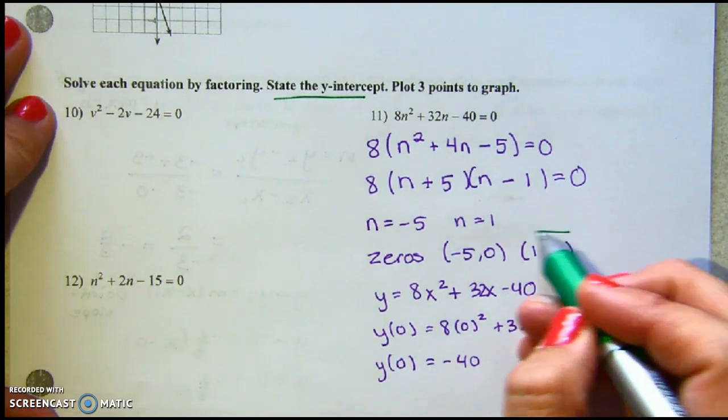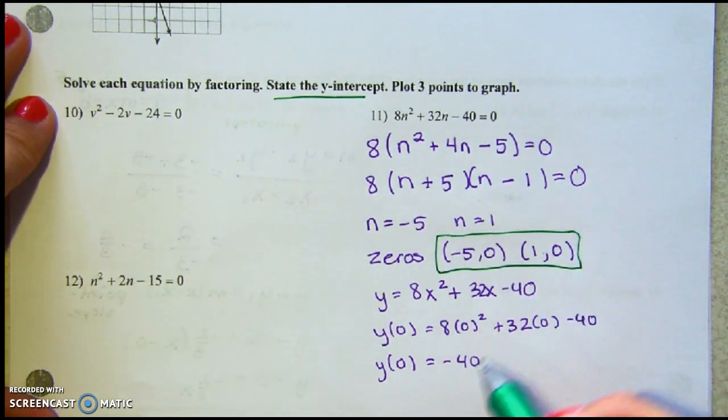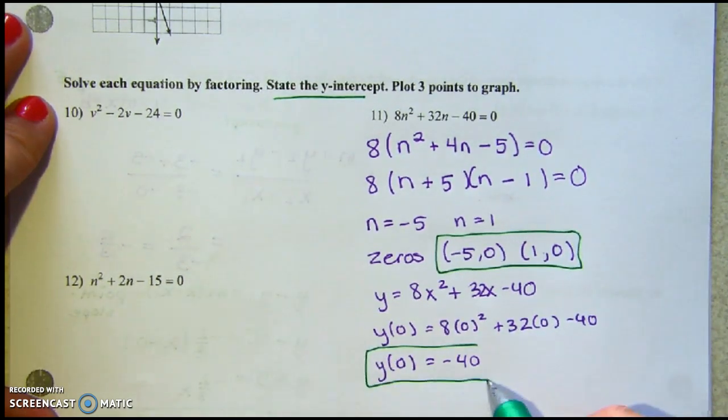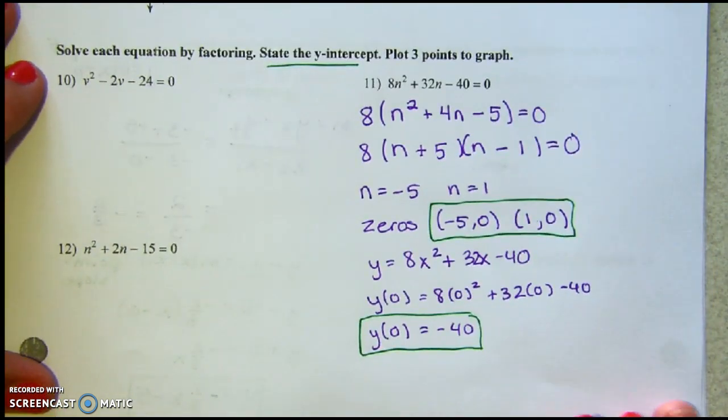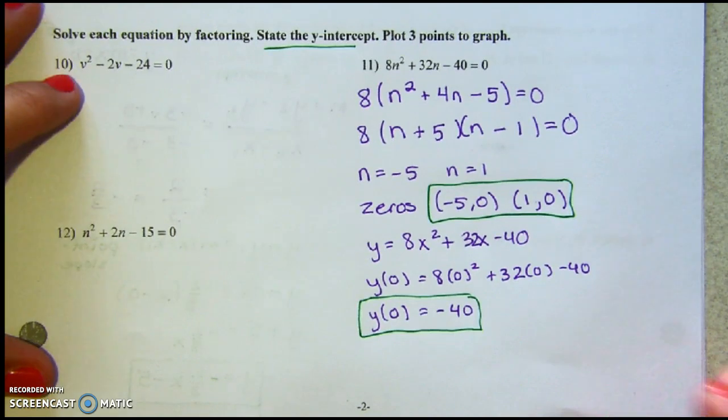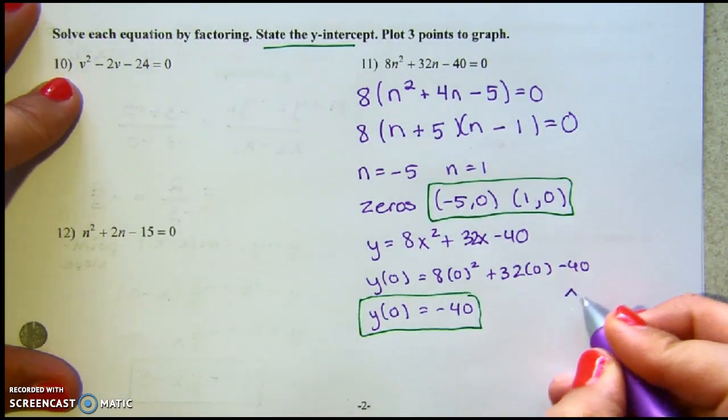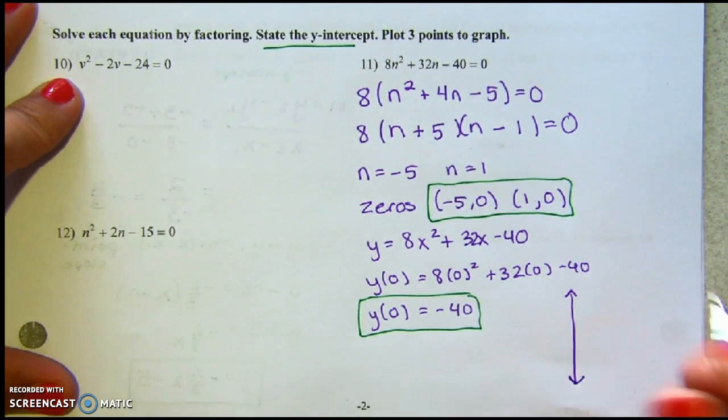Ready? Solve by factoring. These are the solutions. And then this is the y-intercept, so I've answered those questions. Plot the 3 points to graph a little parabola. Okay, watch. Here we go.